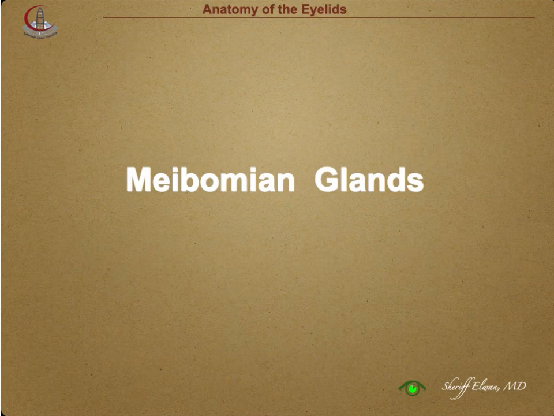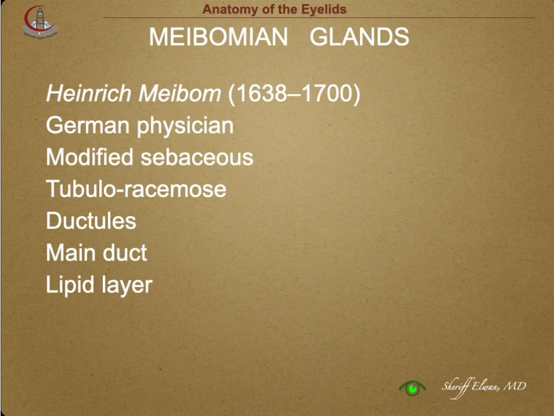Now the meibomian glands. What are the meibomian glands? First, these were described by the German physician Heinrich Meibom in the 16th century, and they are actually a sort of modified sebaceous glands of a tubulo-racemose configuration. That is, they are acini, each having a ductule, all converging together to make a main duct, and they secrete the lipid layer of the tear film.